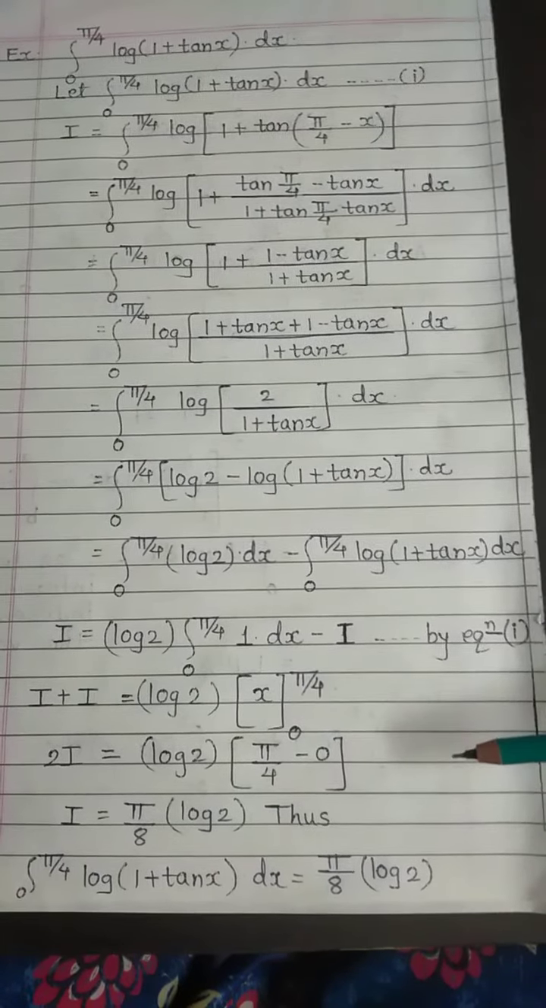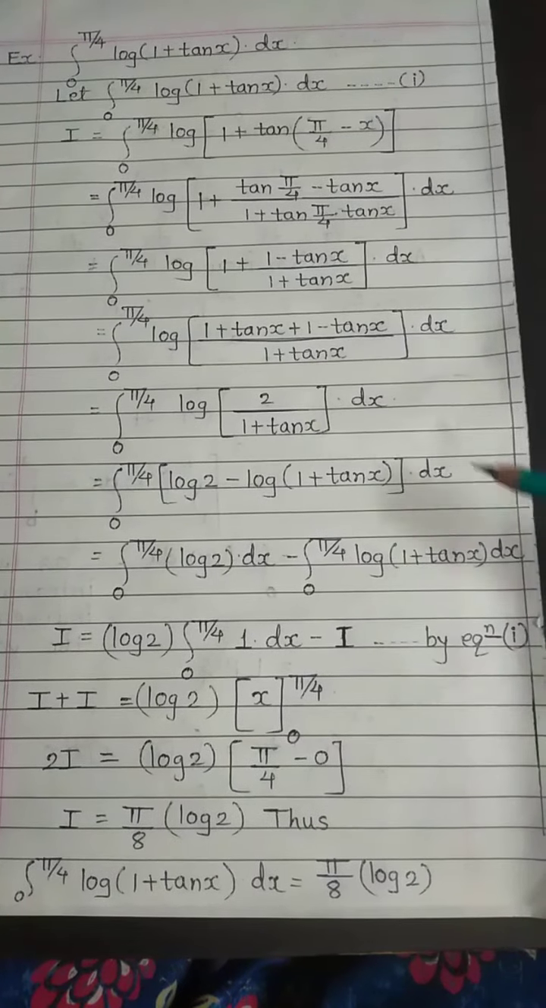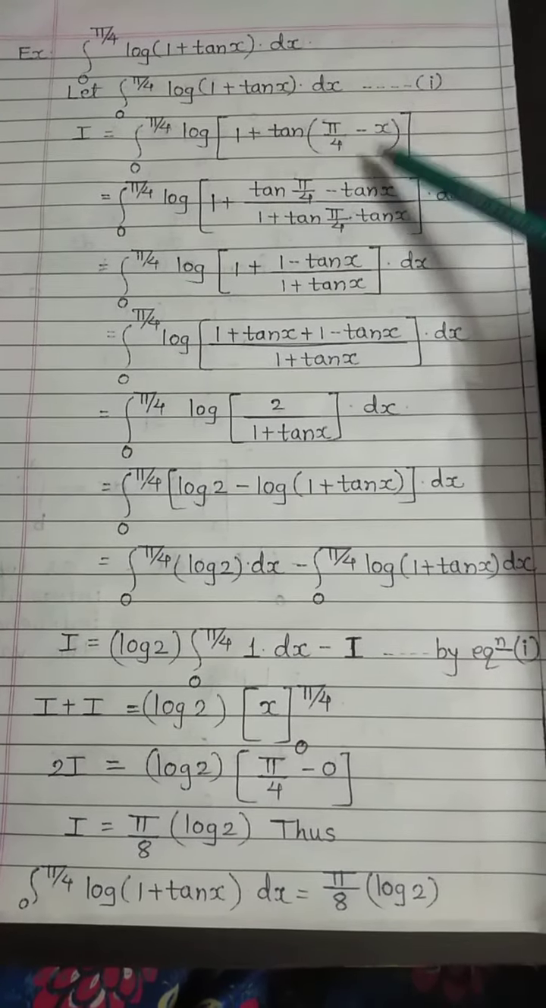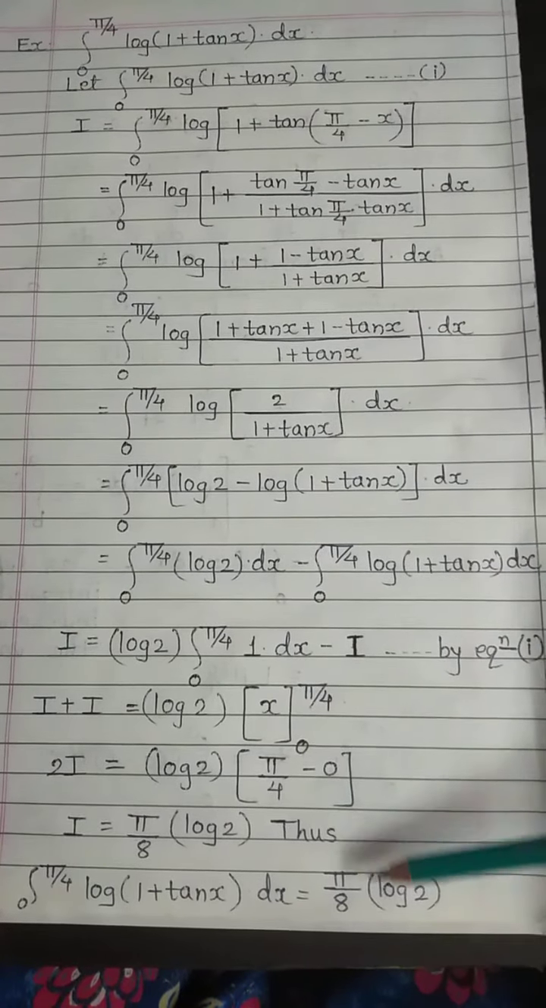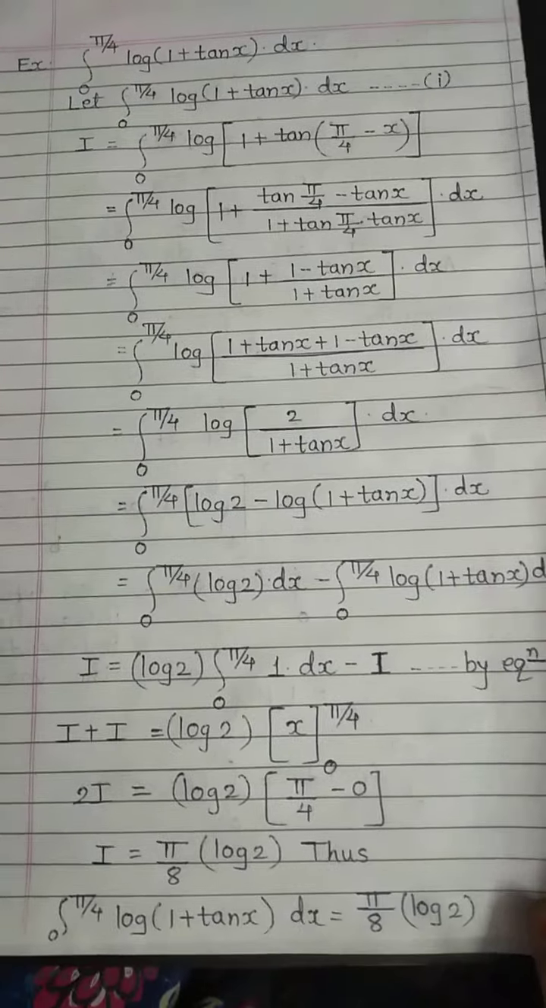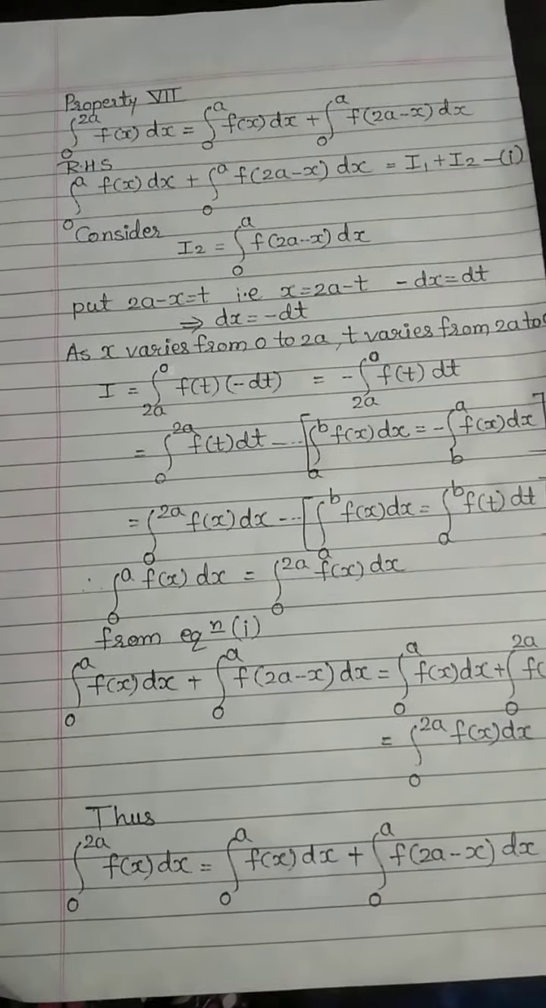That means by using property number 6, we can write the given term in this format, and therefore it is easy to simplify the given integration. Now let's continue with the next property, that is property number 7.